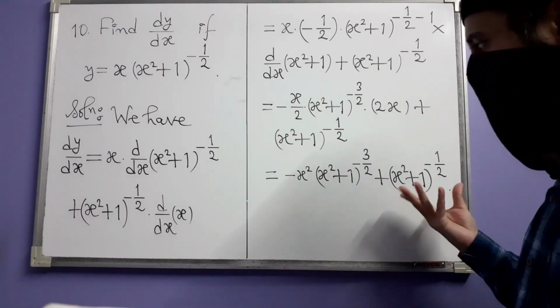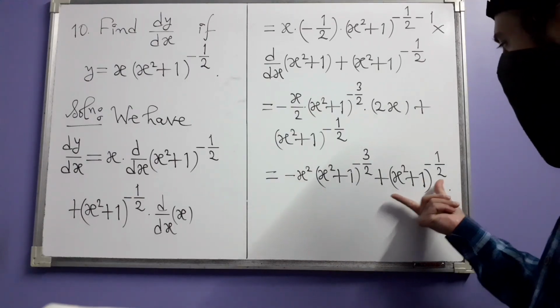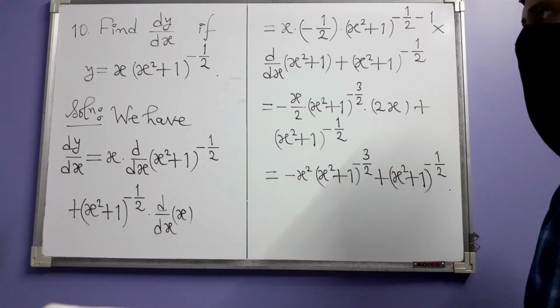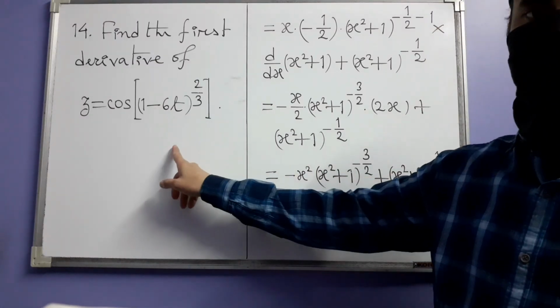If you want, you can simplify this more by, say, taking this common out. I am not doing those things. Okay, so this is our answer. Next, let us see number 14.